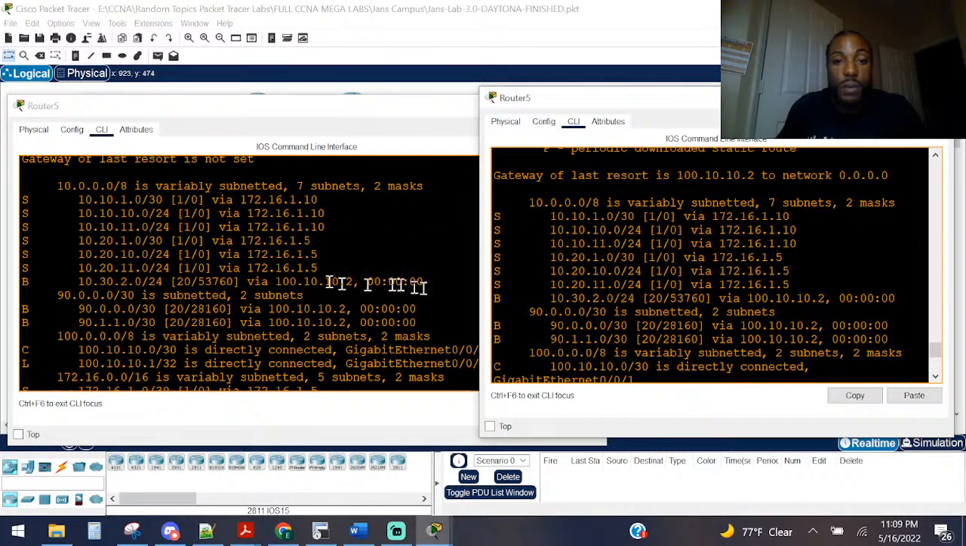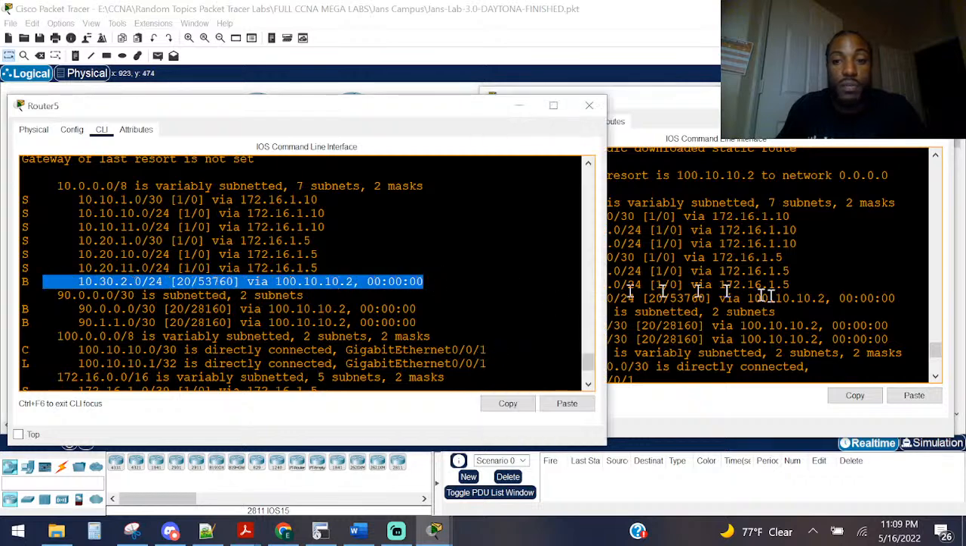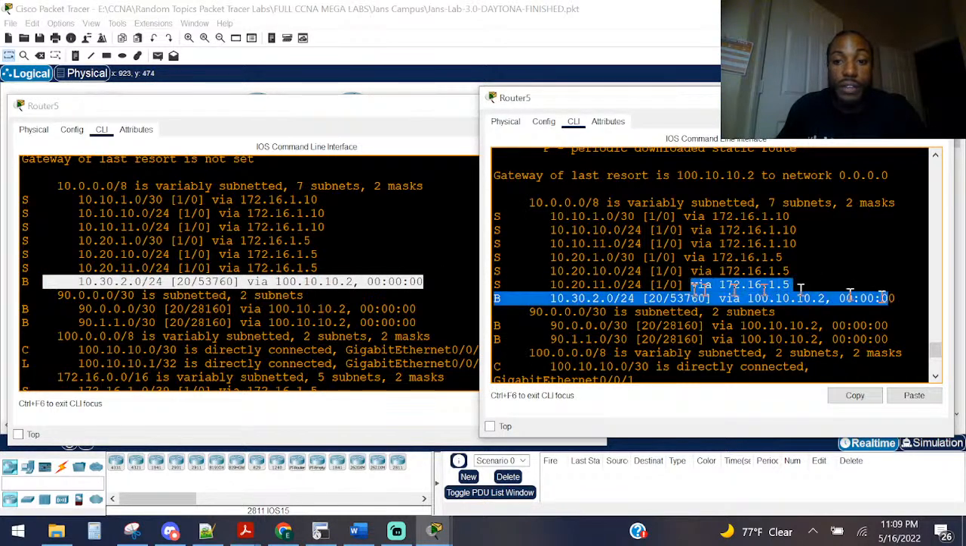This is the network that we're trying to get everybody to get to. They're both on there. It's on here as well. Right? Non-working, working. Y'all see that?